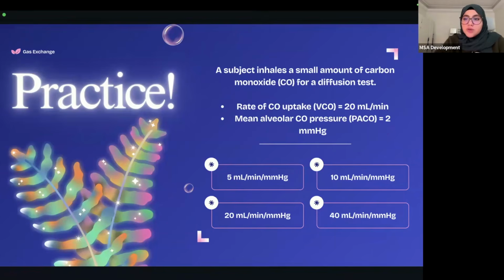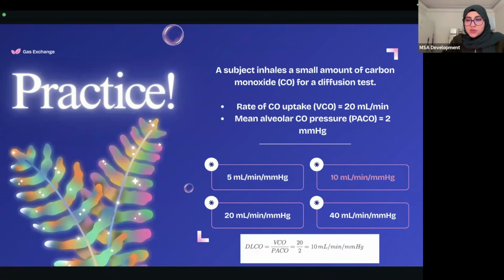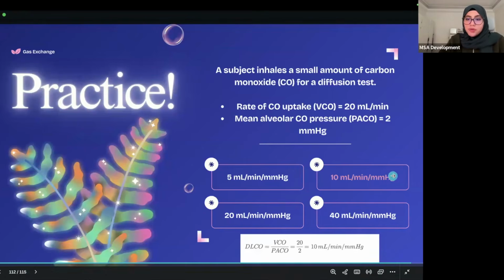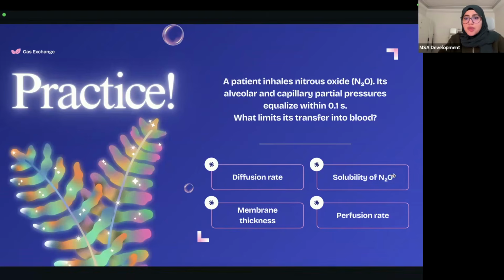Now, a subject inhales a small amount of carbon monoxide for a diffusion test. And this is just the rate of CO uptake and the PaCO2. I'll give you a second to remember the equation that I was talking about, and maybe you can apply this. Okay, so the answer is 10, just because we talked about diffusion capacity when it comes to the partial pressure of alveolar CO2 and the metabolic CO2. This is just the equation that we used.